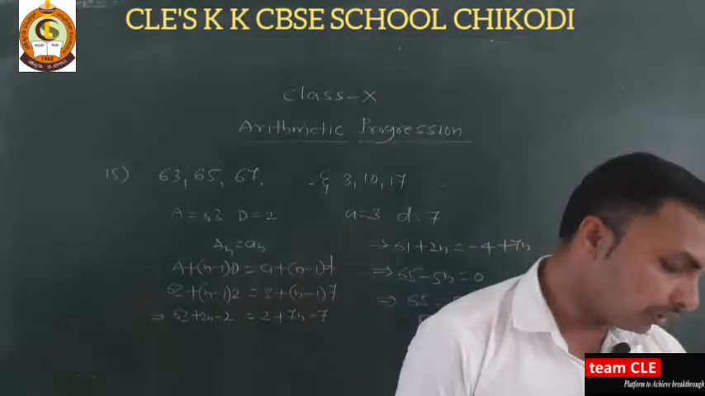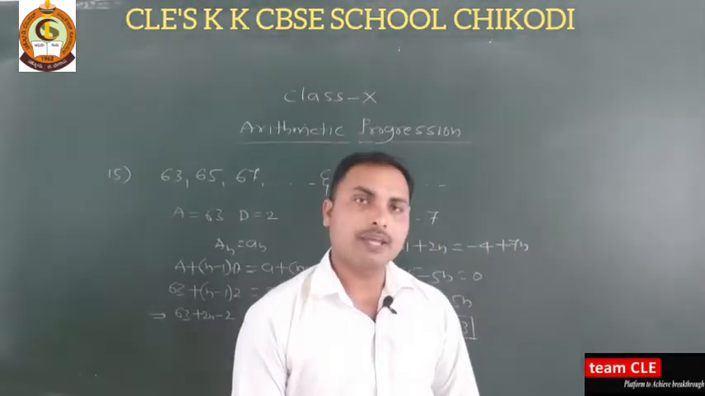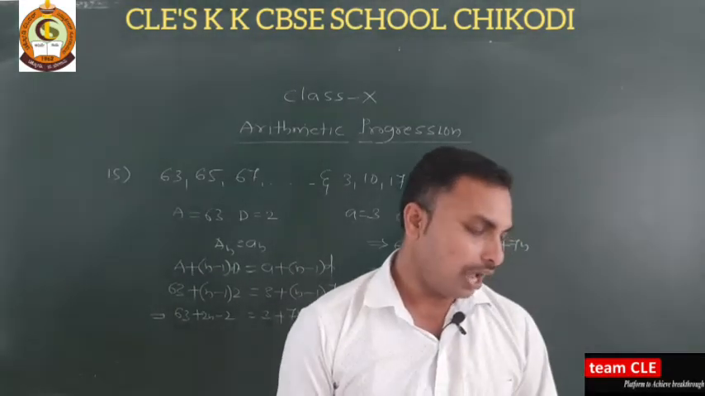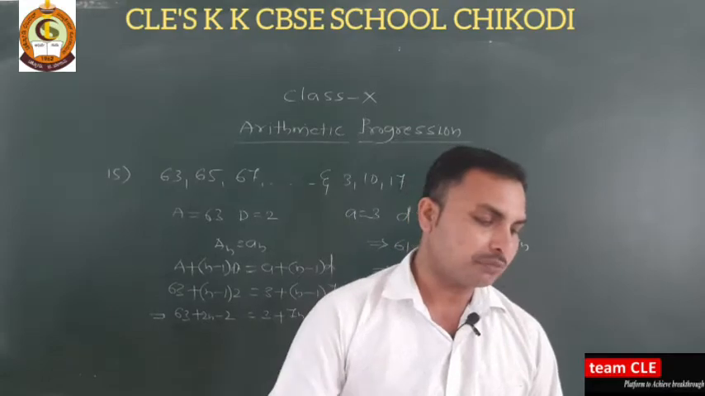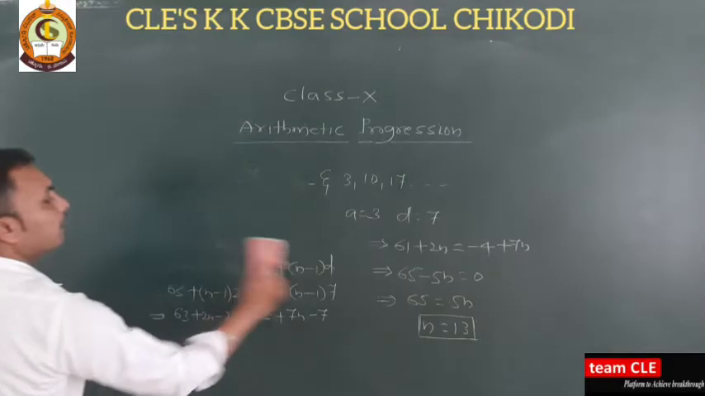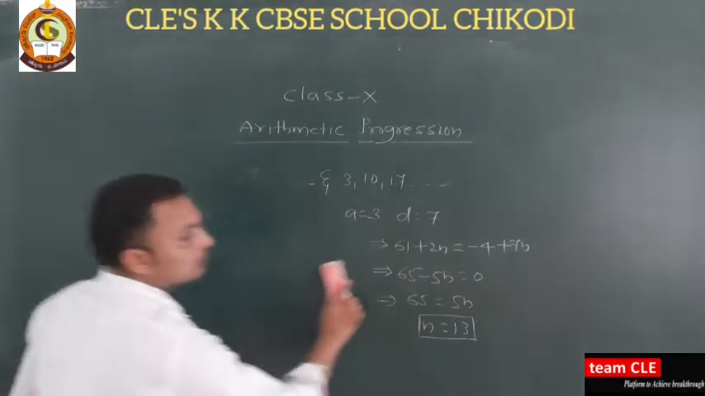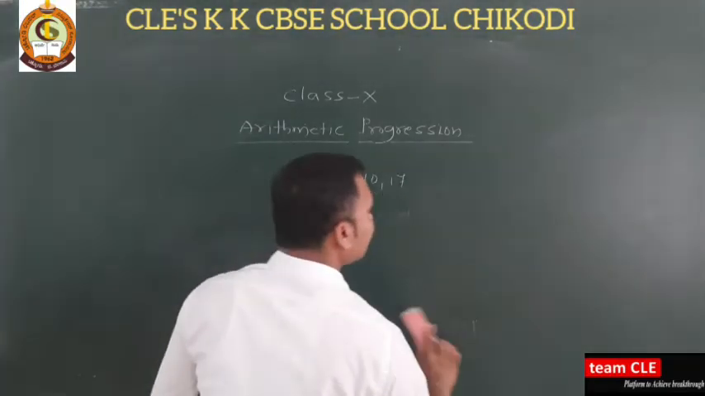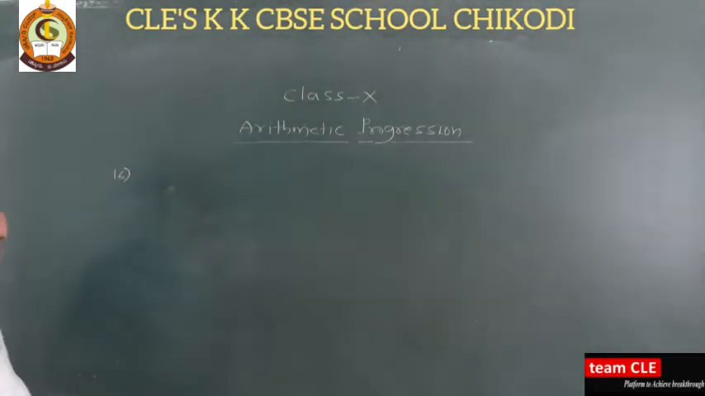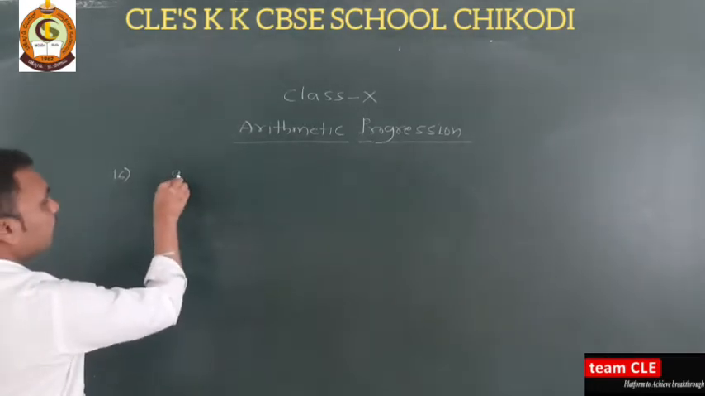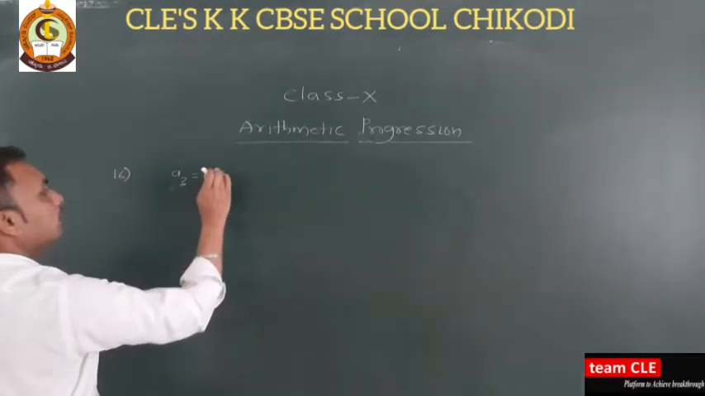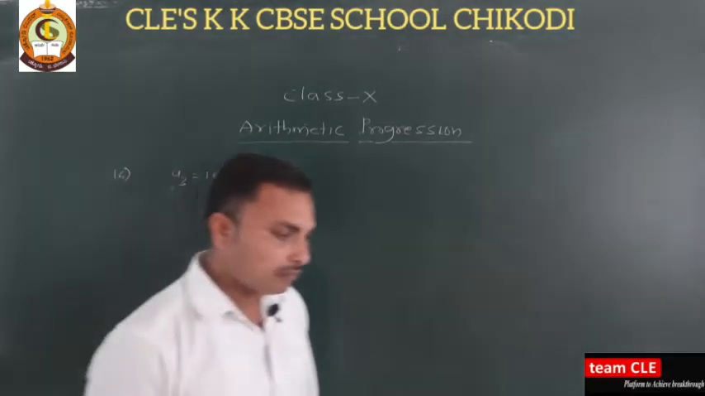Next I will move to question number 16. Determine the AP whose third term is 16 and whose seventh term exceeds the fifth term by 12. So, determine the AP whose third term is 16, they are given. Third term given, A3 is equal to 16.